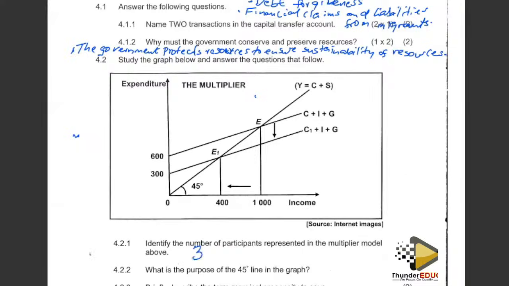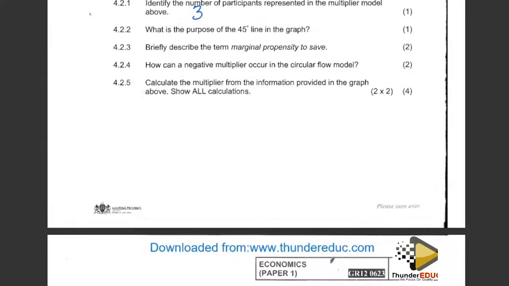Okay, right, grade 12. So now let's move on to the next question. The next question that we are faced with is question 4.2.2. And this question reads as follows. What is the purpose of the 45 degrees line in the graph? The purpose of this line is actually for an equality line, or the line where income and expenditure are supposed to be equal.